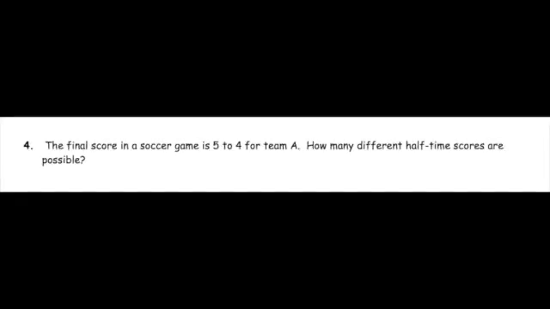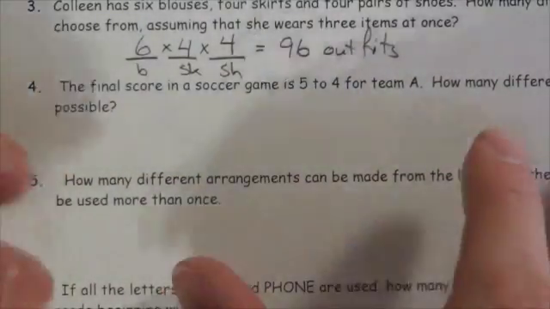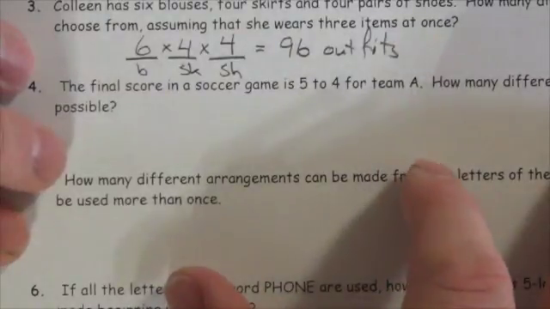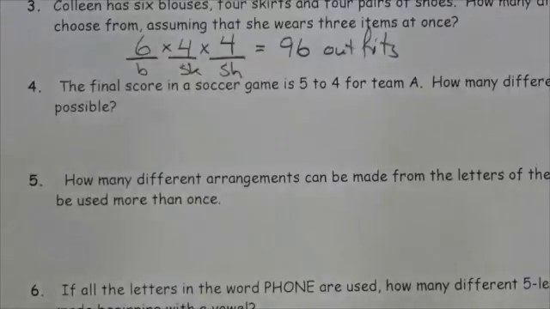The final score in a soccer game is 5-4 for Team A. How many different halftime scores are possible? Here's an example of a question that really gets to the heart of what makes this chapter a high school level concept. Because you think about it, up to this point all we're doing is multiplying. That's it. We're just multiplying numbers together. I mean, this could have been introduced much earlier in your education.